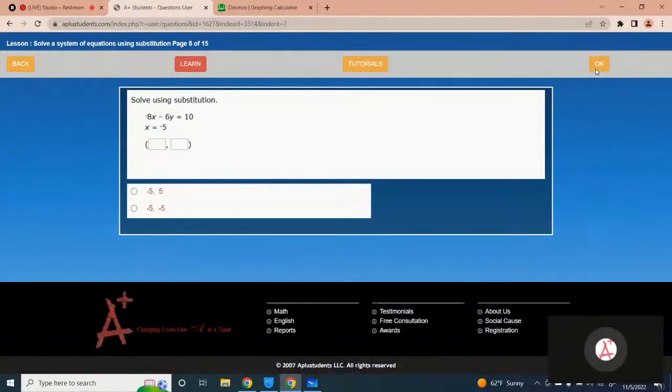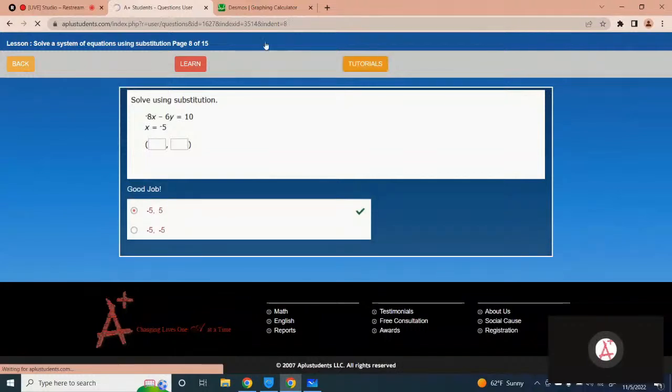Okay. Negative 8x minus 6y equals 10. So x is negative 5. So negative 5 times negative 8 is 40. And 10 minus 40 is negative 30, so y would be positive 5. So it is negative 5 and 5. Got it?